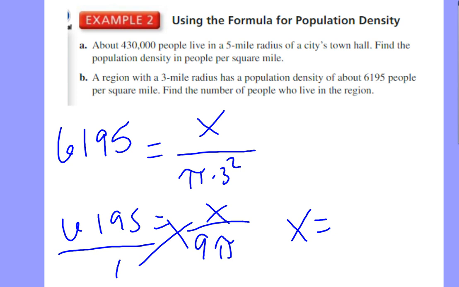6,195 times 9 times 3.14. It's going to give us roughly about 175,070, we'll go 71 to the nearest person. So let's do approximation there. Approximately 175,071 people in total if we had a population density of 6,195 in a radius of 9 pi.